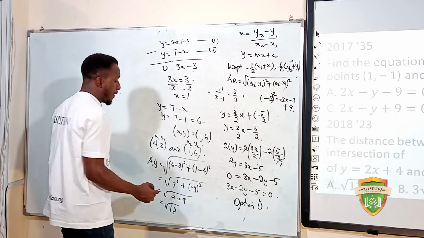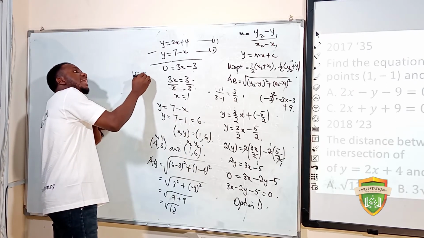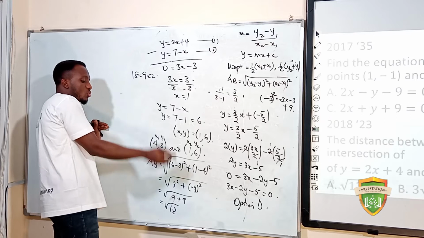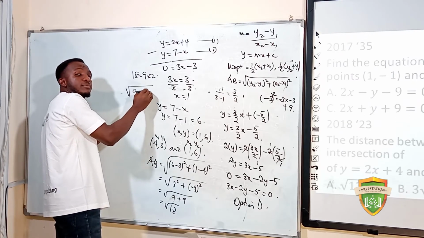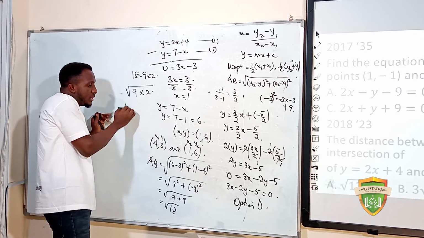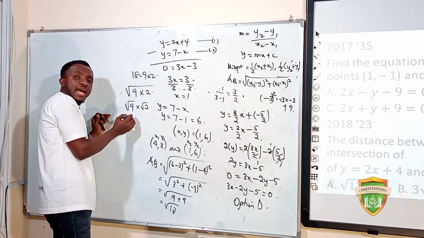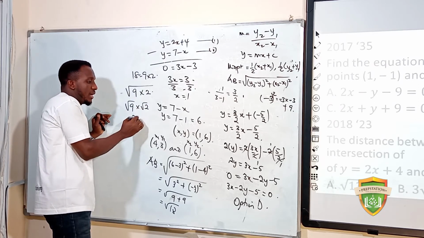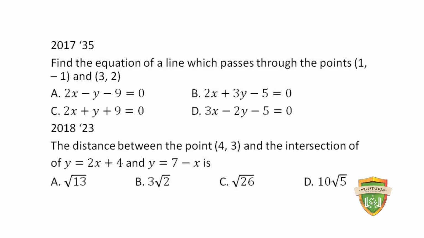Now, in short form, the square root of 18 is simple. 18 is simply 9 times 2. So the square root of 18 is simply the square root of 9 times 2. And according to the law of surds, if you remember surd, this is root 9 times root 2. So root 9 is 3, and then root 2 is here. So 3 root 2 is the answer. Option B is the correct option.